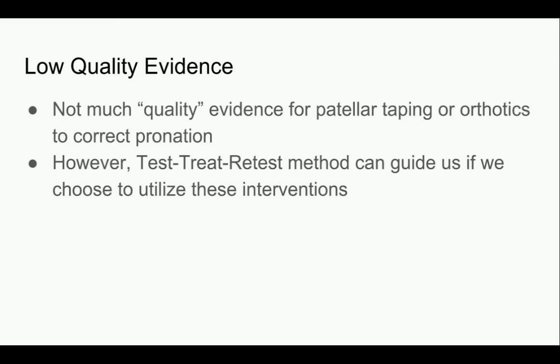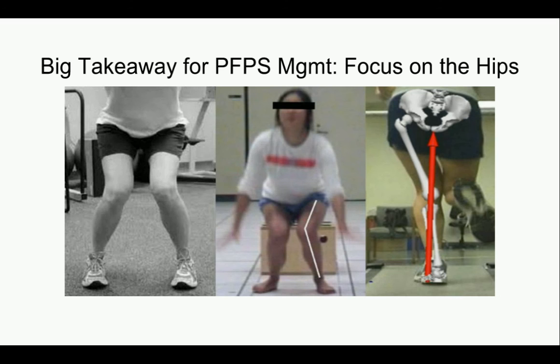But as far as taping, which is a typical intervention used for these folks, or even using orthotics to correct if pronation is deemed to be one of the problems at the ankle, there's not really a whole lot of evidence to support these interventions. But using what we've learned in the residency, test, treat, retest, then we can see if these methods will help our individual patients, as all the other methods that we discussed.